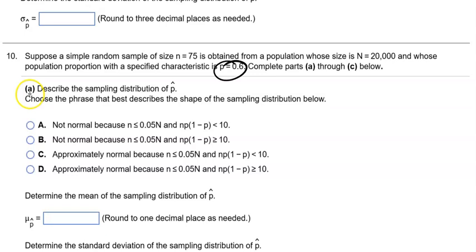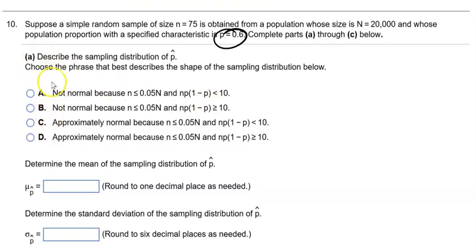For part A, you have to describe the sampling distribution. Again, describe means you verify the criteria for the sampling distribution to be normal, and you find the mean and the standard deviation. We need that mean and standard deviation for the next part. So let's verify the criteria: np(1 minus p) greater than or equal to 10.